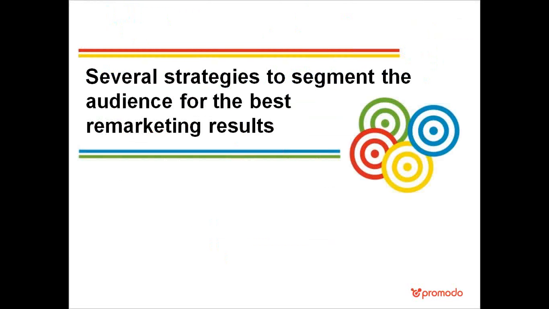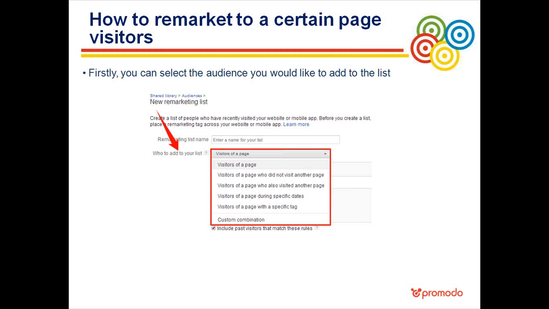So now we have seen how to install the remarketing for your online store, and now I'm going to show you several strategies for how to make the most of this feature from Google. So firstly, when you create a remarketing campaign, you have a number of options, as I have already mentioned, to segment your audience. So firstly, this is the feature which lets you define visitors of different pages or even during specific dates.